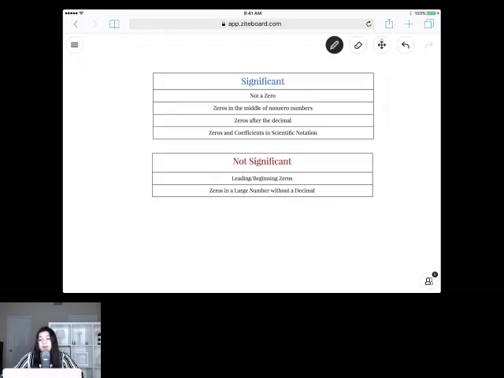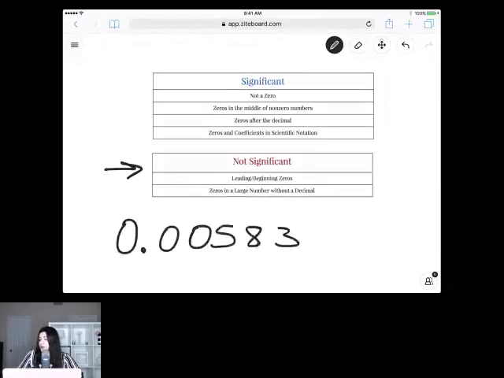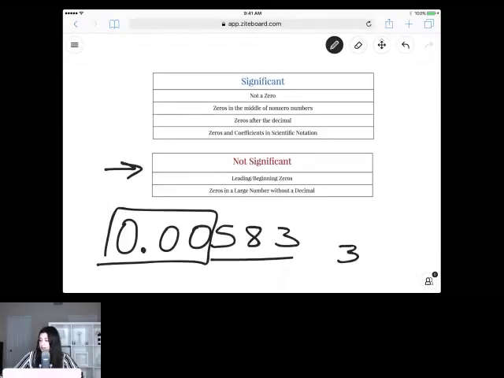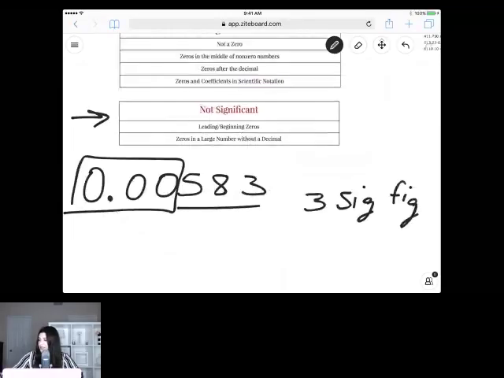All right, so the ones that we for sure have to know are the ones that are not significant. Remembering that any leading or beginning zeros, like in 0.00583, these three leading zeros do not count as significant. So in our case, we're only going to have 3 sig figs. We all remember these rules? I'm sure we saw my first video. So that was one that we for sure had to know.